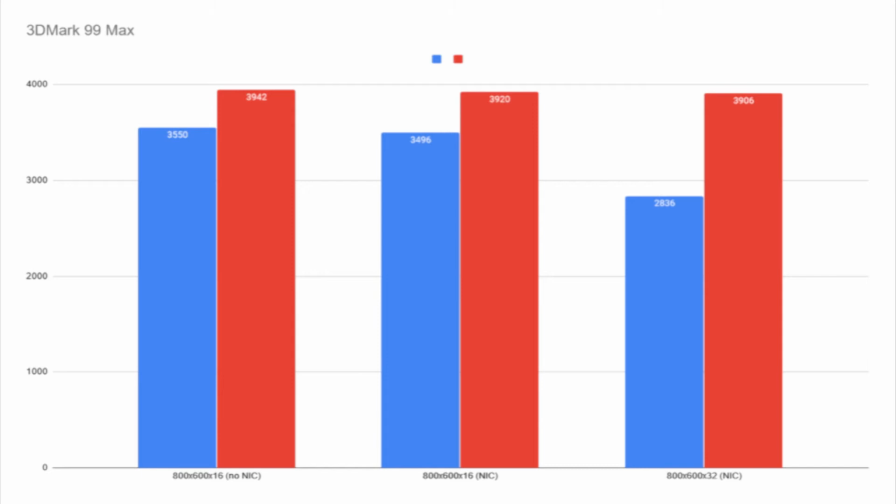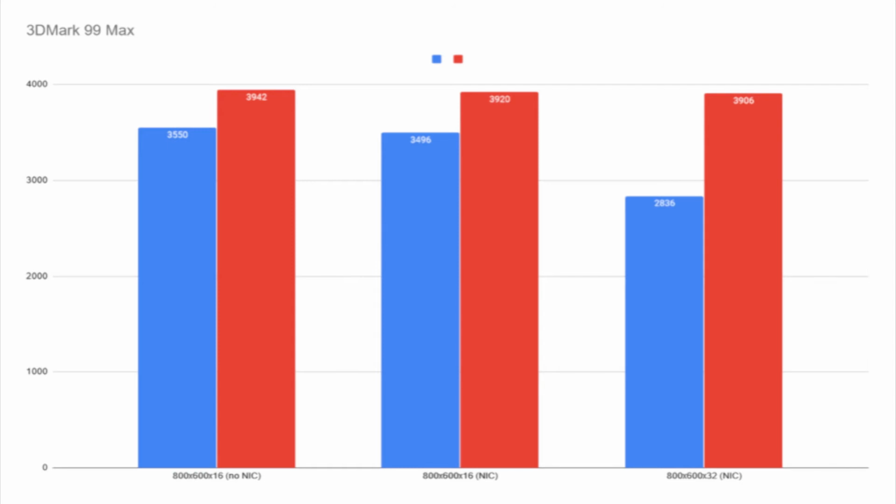So with the graph on the left, you've got the red and the blue bar. The blue bar is the 3D marks, and the red bar is the CPU marks, because 3D Mark 99 Max gives you a ranking for your 3D card and for your CPU. So looking at 800 by 600 at 16-bit color with no network card, these are the default settings for 3D Mark 99 Max. The blue bar on the left gives us 3,550 3D marks with no network card installed. And if you look at the bar in the middle, the blue bar here, 800 by 600 at 16-bit color with the network card installed gives me 3,496 3D marks. So that's a loss of 54 3D marks.